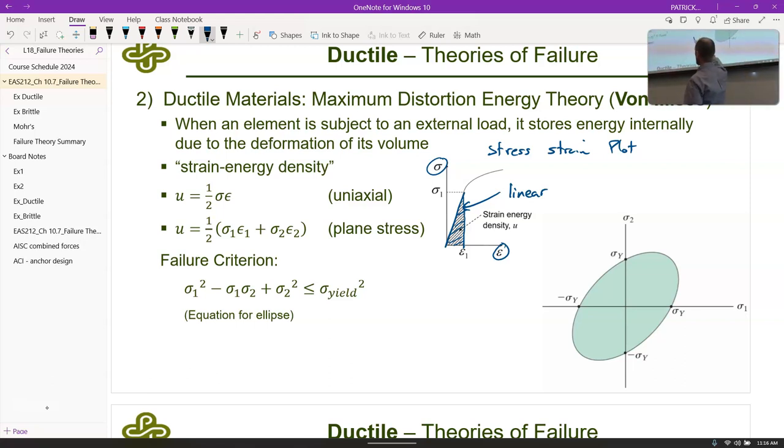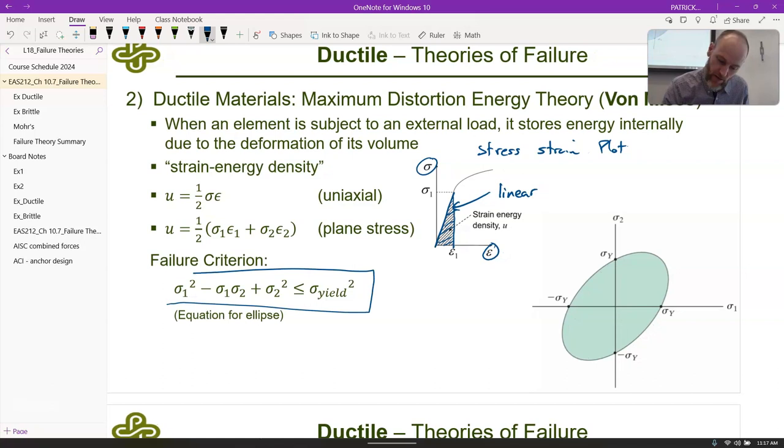So linear portion, shaded region, that's just a triangle. So the value of that triangle, U is the energy, is 1/2 times sigma times your strain. So that's what you've got in the uniaxial case where we're just loading in a single direction. In the event that you've got normal stress in both your x and your y, it would be a plane stress scenario. So, a slightly more involved equation. And these are stresses once you add in the volume of the material, so the cross-sectional area properties to that. That sort of transforms that equation. And ultimately, you arrive at this failure criterion.